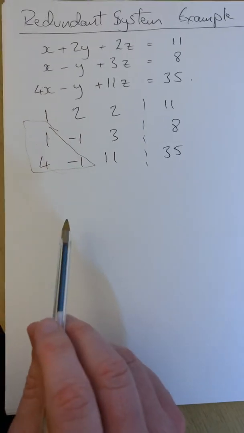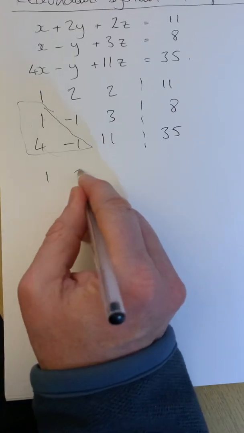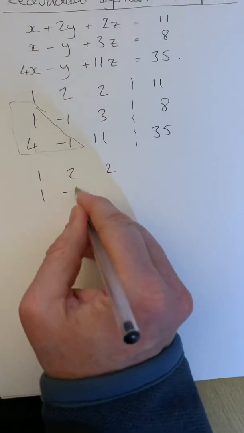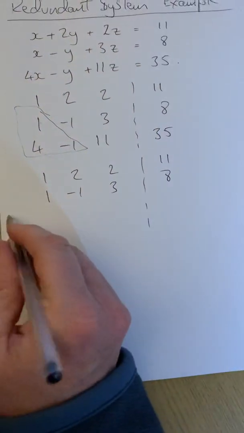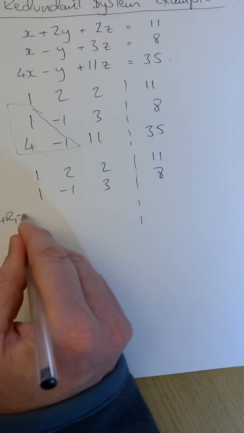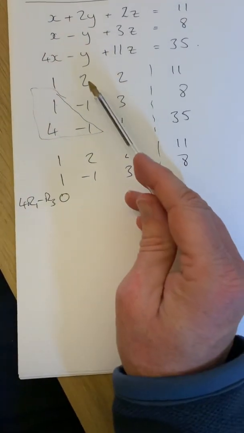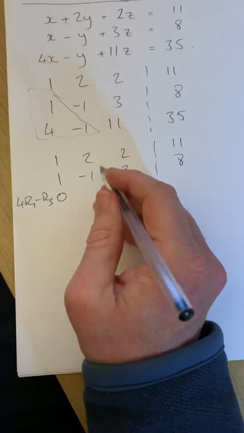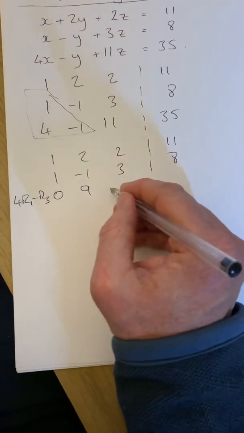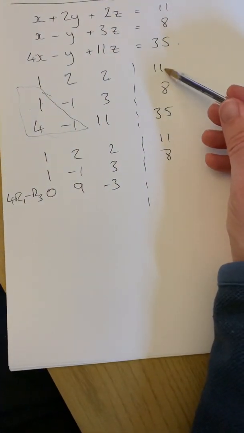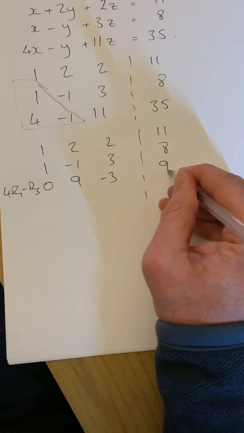Okay, so in order to do that, if we keep the first two rows the same, and we do 4R1 subtract R3, that makes that 0. That will make that 8 minus 1 will be 9. That'll be 8 minus 11 will be -3. And then that will be 44 minus 35 will be 9. Okay.